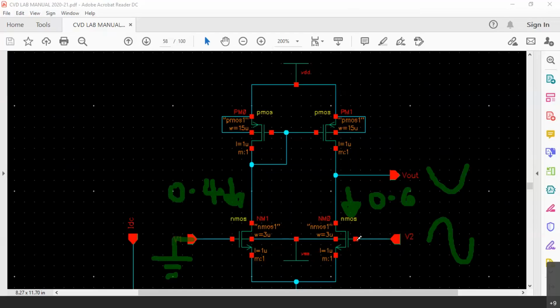Similarly, in the negative cycle, the transistor corresponding to V2 is gradually going towards cutoff region from the saturation region, and due to which here the voltage is going to increase. So this way V2 is going to be the inverting input. Now you can see when the input is applied to V2, correspondingly the output has a 180 degree phase shift with the input. That way V1 is the non-inverting input, and V2 is the inverting input.